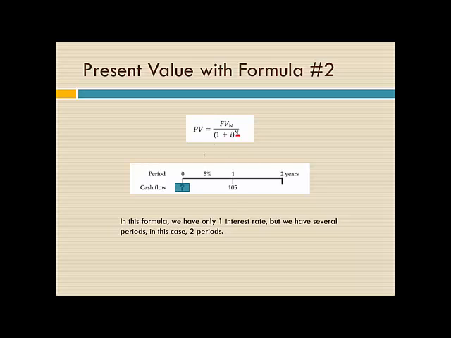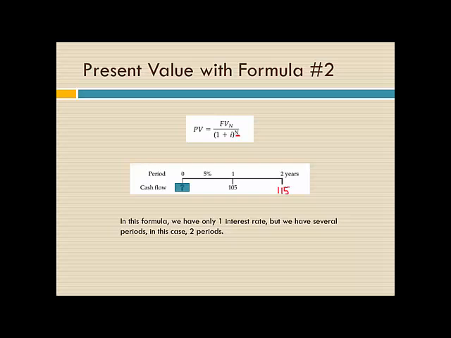In this formula we have only one interest rate, but we have two periods. So we're not really going toward a particular value here. If we assume the same interest rate for both periods, which is 5%, we would have to know the future value. Because this doesn't have a future value on it, let's say that the future value is $115. We'll just put that there.